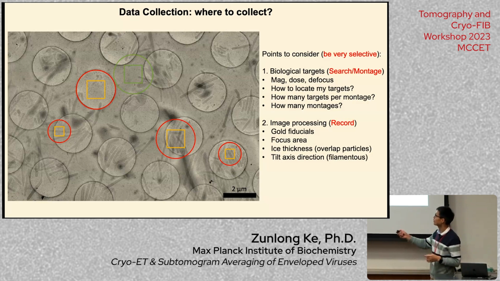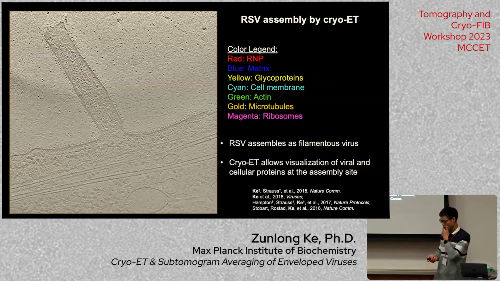Take this example, for instance. Okay, everything's good, the gold is good, everything's fine. But there's a big chunk of ice here. When I tilt the axis this way, I probably wouldn't collect it there either, even though it looks so good. I'm just going to leave it because I know I will not get a good tomogram afterwards.